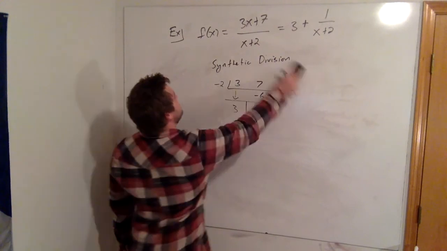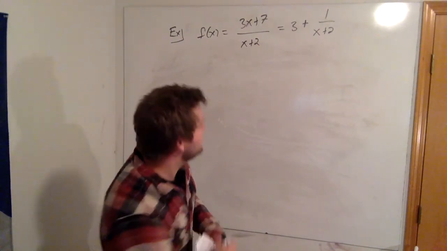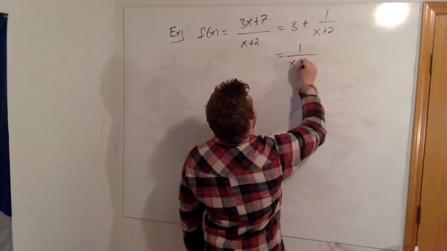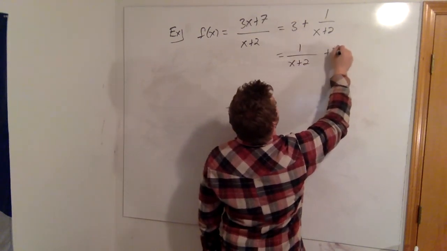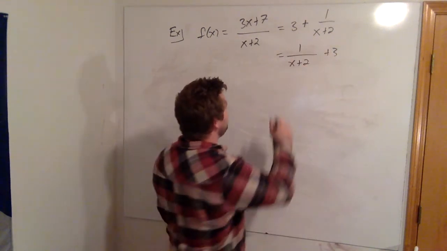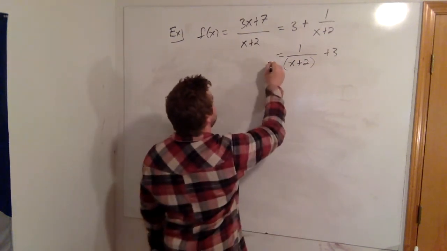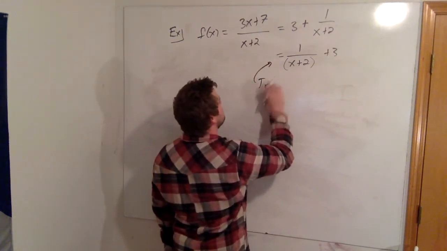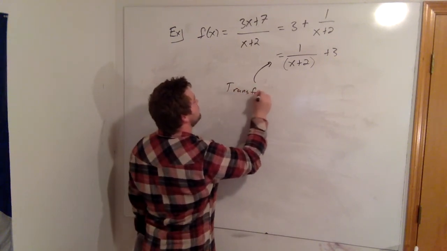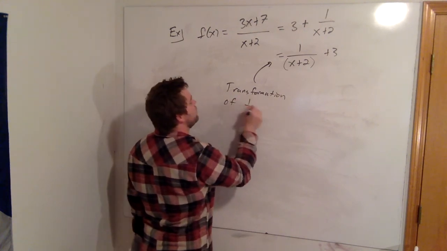Notice, for this specific example, how about I write this in a different way? How about I write this as 1 over x plus 2, plus 3. I'm just flipping the order of addition. Let's go ahead for fun and put some parentheses right here. Notice that this is a transformation of 1 over x.